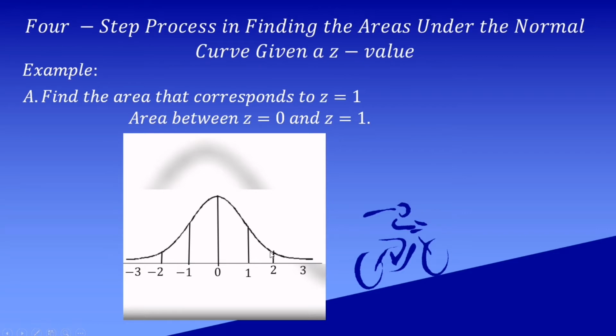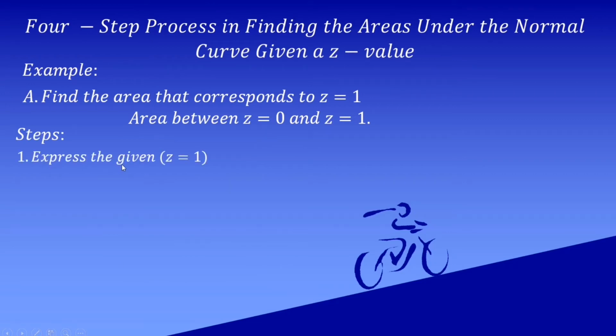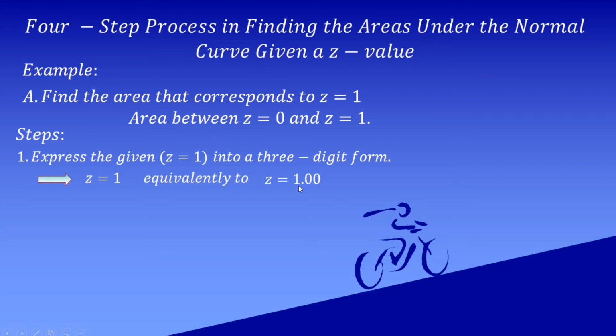Since we are interested in the area between 0 and z equal to 1, this could be our shaded region. So let's find the area using our steps. Step 1, express the given z equal to 1 in 3-digit form. Our given z equal to 1 is equivalent to z equal to 1.00, in 3-digit form. Step 2, in the z table, find the row z equal to 1.00.